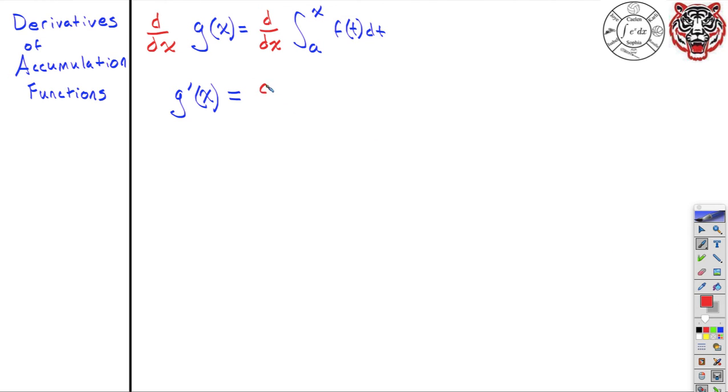Sorry, on the line above, isn't it supposed to be f prime of t? It is supposed to be f prime of t. Do I get a point for that? Yes, you do. I should have copied down the f prime of t as well. Sorry.